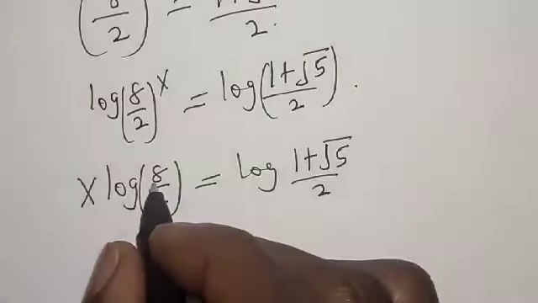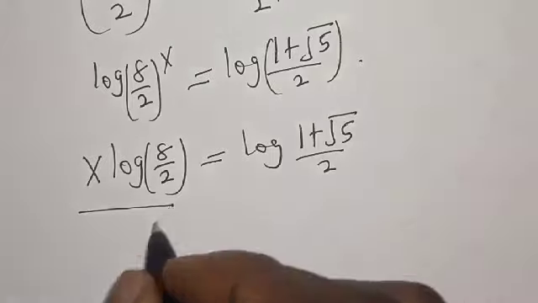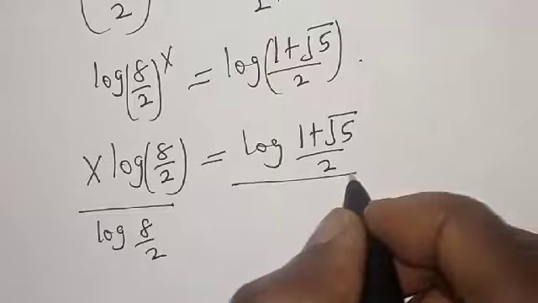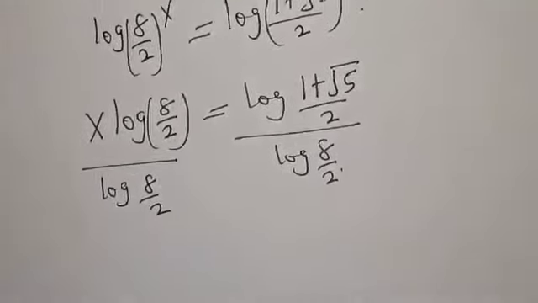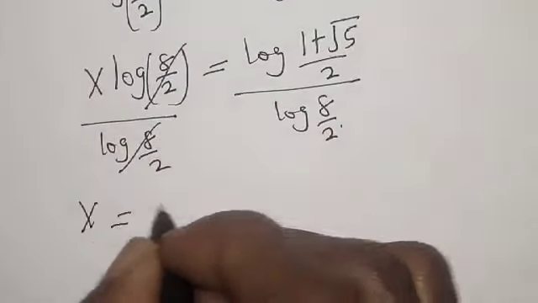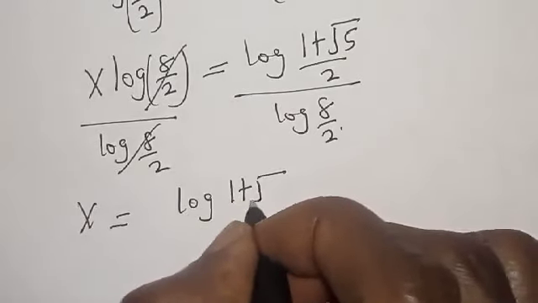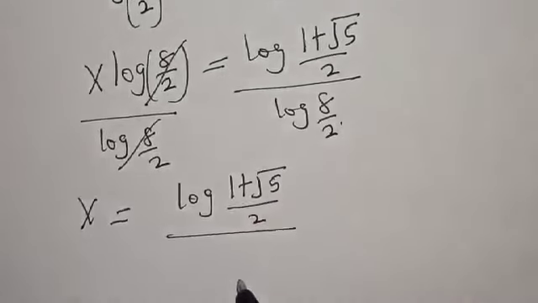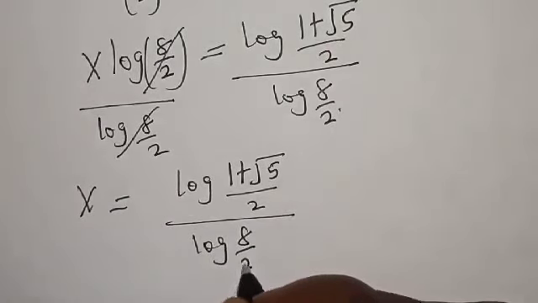Let's divide both sides by log (8 over 2). Log (8 over 2) divided by log (8 over 2), this one will cancel this. Now s is equal to log of (1 plus square root of 5 over 2) divided by log (8 over 2).